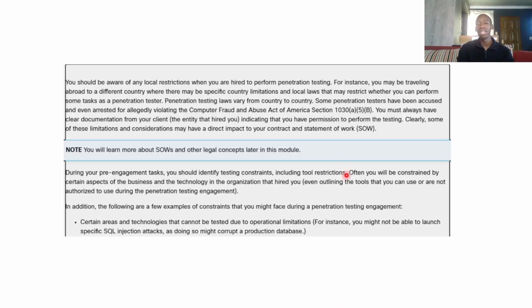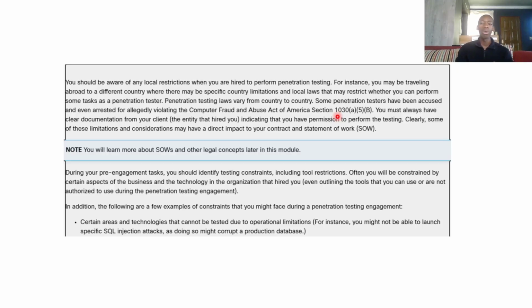Now, one thing that really boggles me is how can someone be arrested for just penetration testing? I mean, it depends, red team, blue team again, but yeah, let's move.